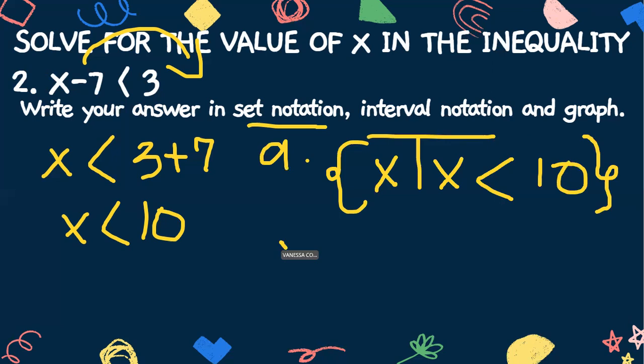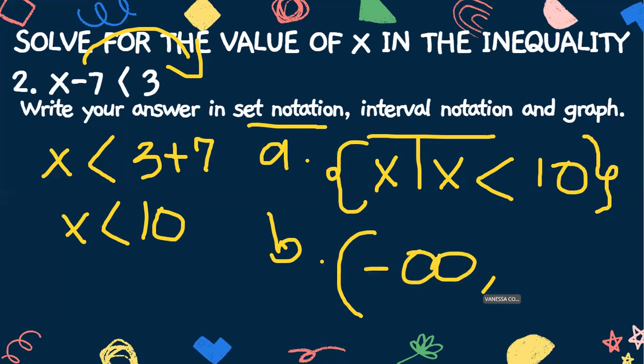Letter B, interval notation. We said earlier that when it is less than, the given infinity is negative, and then its value is 10. What will we use, parenthesis or bracket? Since it is only less than, we use a parenthesis, which means not included. Right?